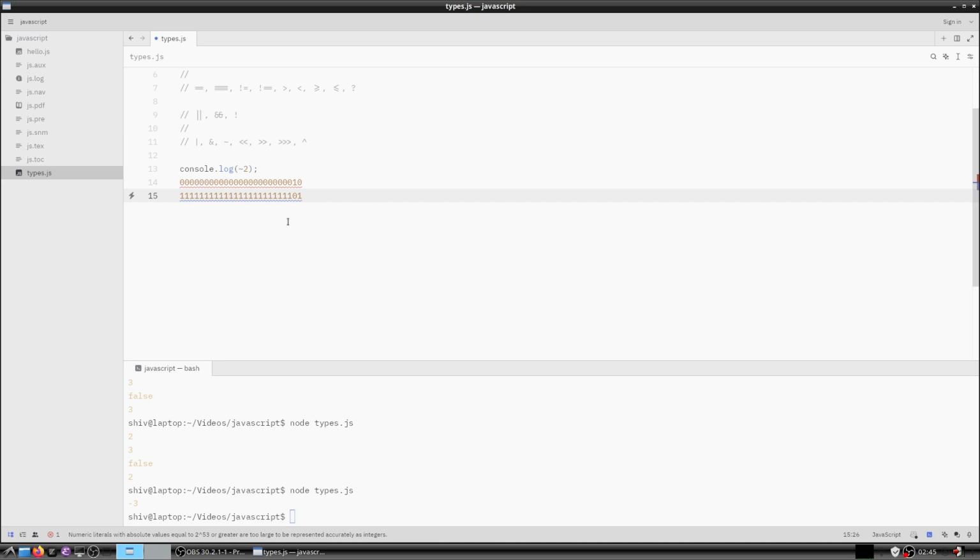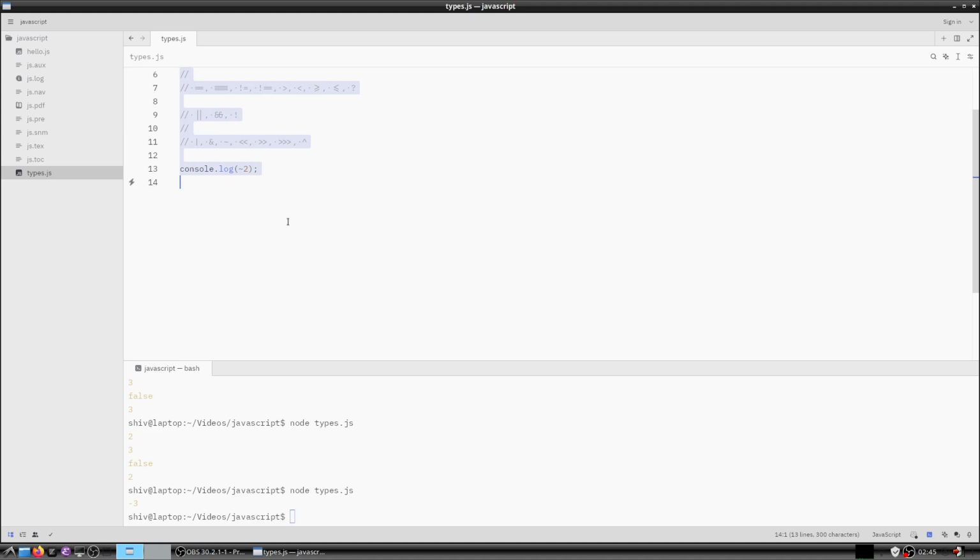So in 2's complement, you have to find the negative number. So the most significant bit represents the sign. So you leave that, and you flip these bits and add 1 to that. That's what you do in 2's complement. So when you flip these bits, it becomes this. And then you add 1, it becomes 11. 11 is 3. So that's how bit negation works.